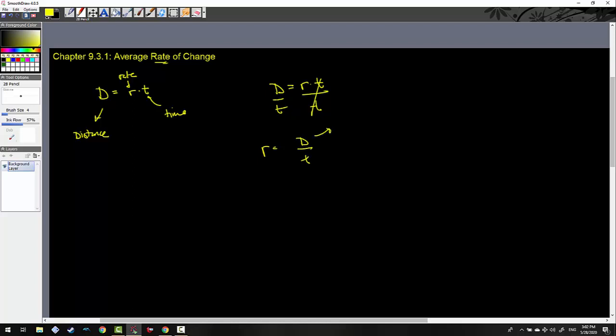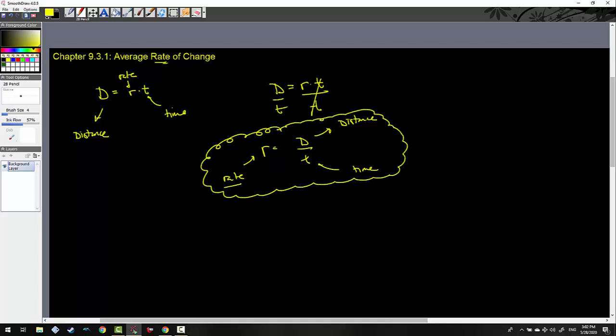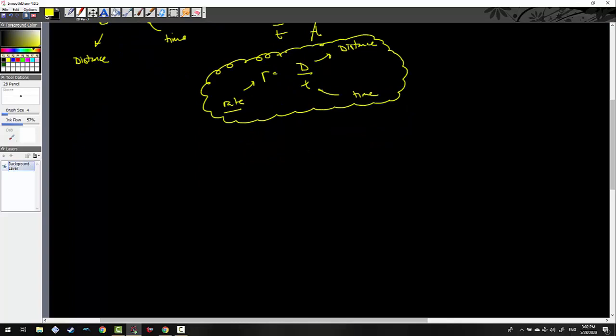In other words, the rate is equal to distance over time. And there goes my rate right there. So as long as I can keep that in mind, that rate is equal to distance over time, then this lesson should hopefully make a certain degree of sense. We use average rate of change at this level so that we can understand something known as projectile motion.